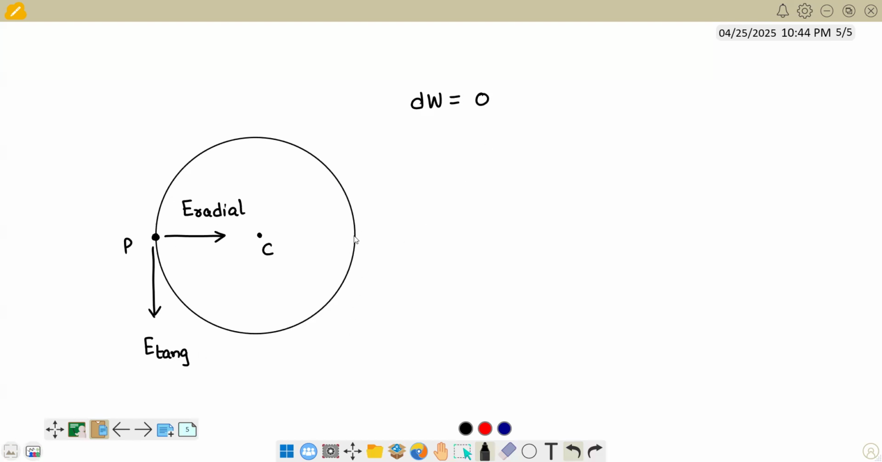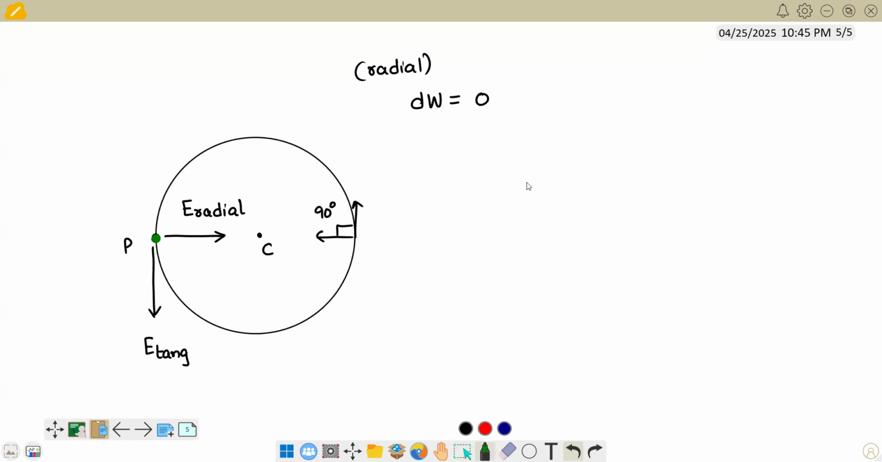Why it is 0 is that if I take any small displacement in this direction, both of them are at a 90-degree angle. Since the field and the displacement are at a 90-degree angle, the work done due to radial field will always be 0. But what about the work done due to tangential field? If I take a tangential field and move a body in a circle, I am moving it down, and the field is also down. I'm trying to move it down, and the field is also acting down only.